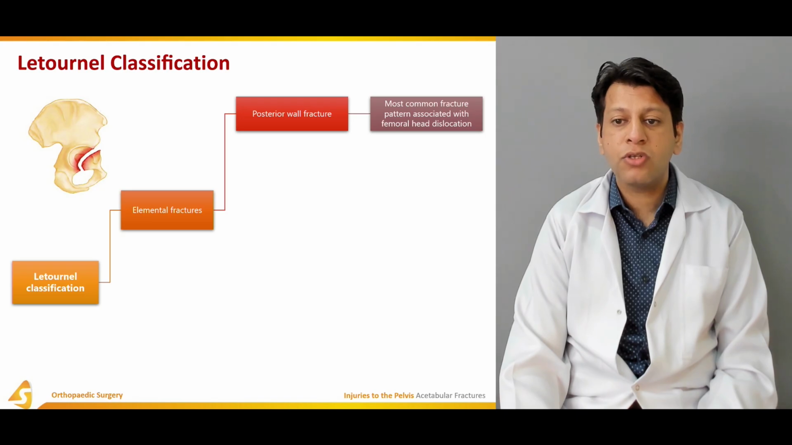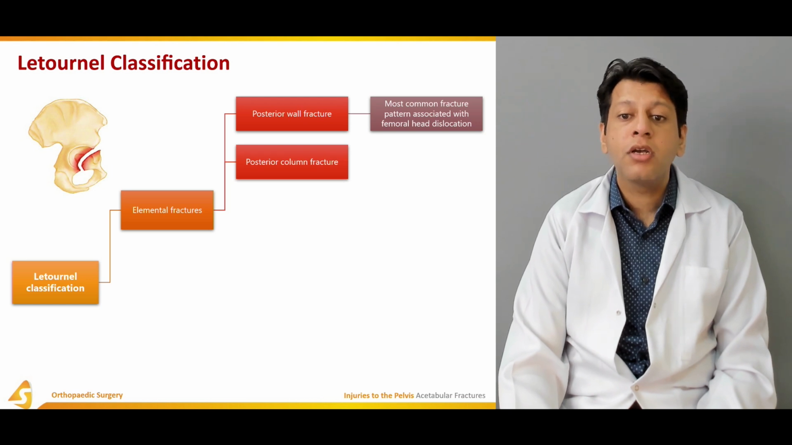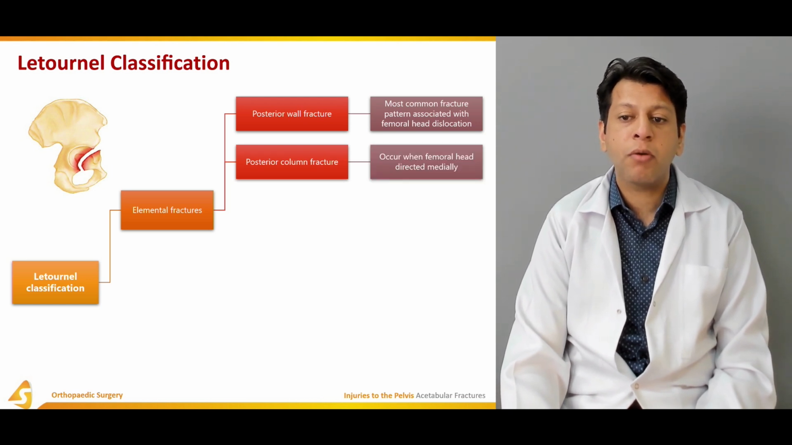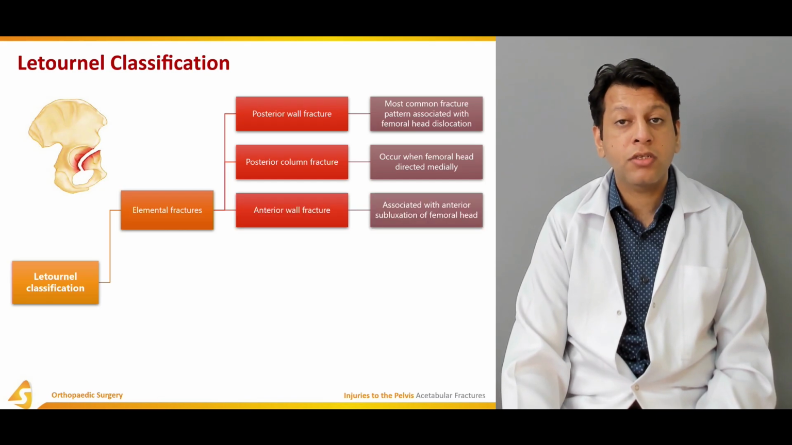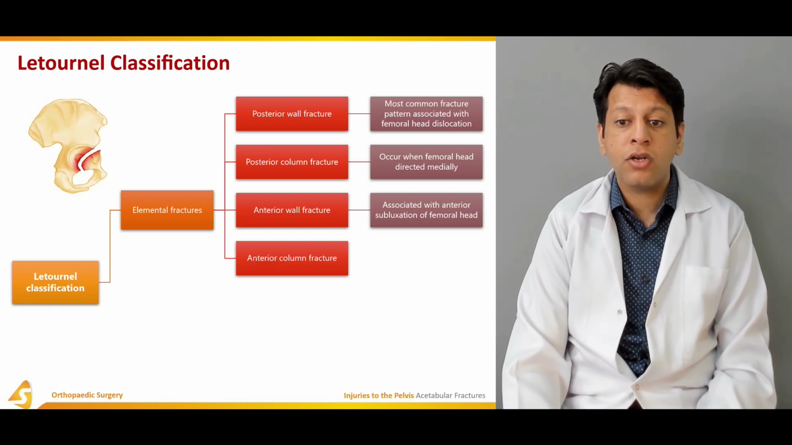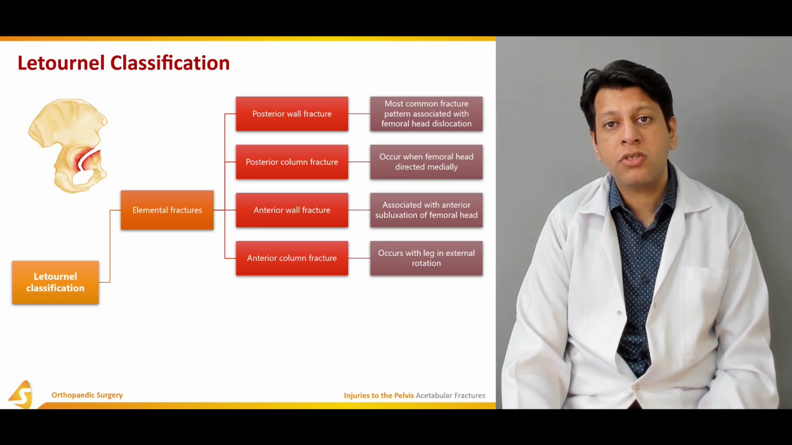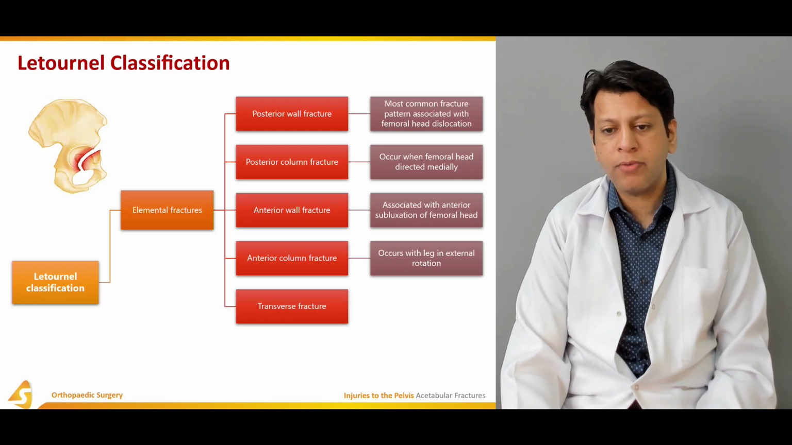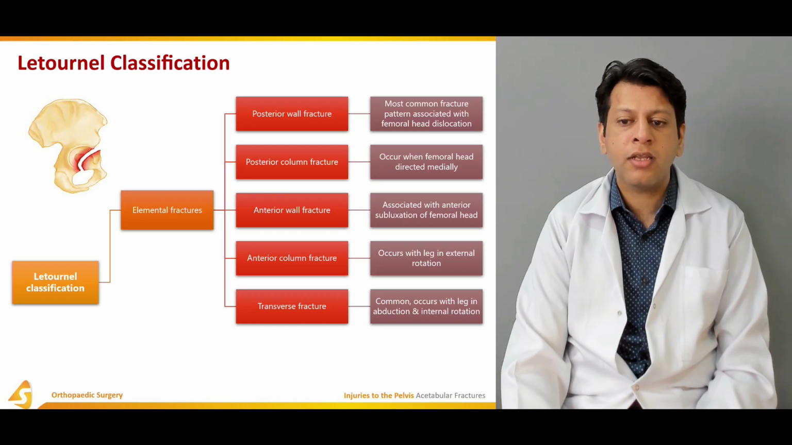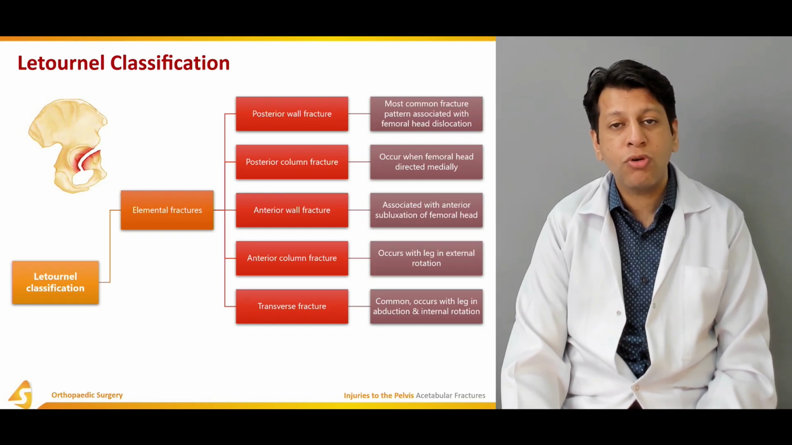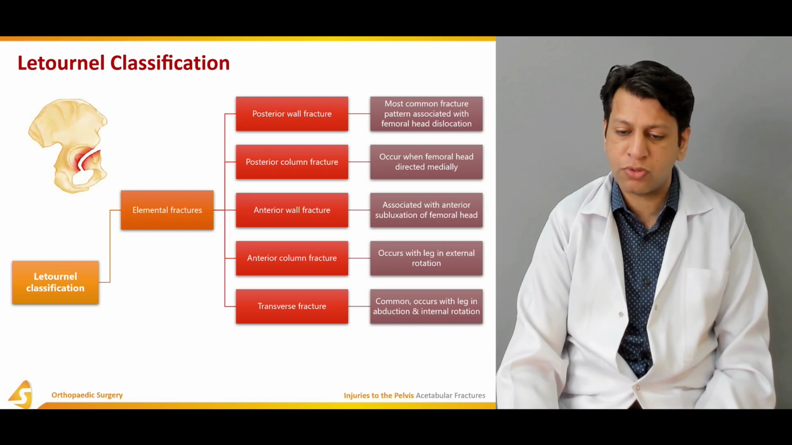Posterior wall fracture is usually the most common pattern, associated with femoral head dislocation, which is a posterior dislocation. Or it could be a posterior column fracture, which occurs when the femoral head is directed medially. There could be an anterior wall fracture associated with anterior subluxation of the femoral head, or an anterior column fracture, if the leg got an impact in abduction and external rotation. Or it could be a transverse fracture, in which the leg is in abduction and internal rotation, leading to a fracture which starts from the anterior wall and goes all the way across the acetabulum into the posterior wall.